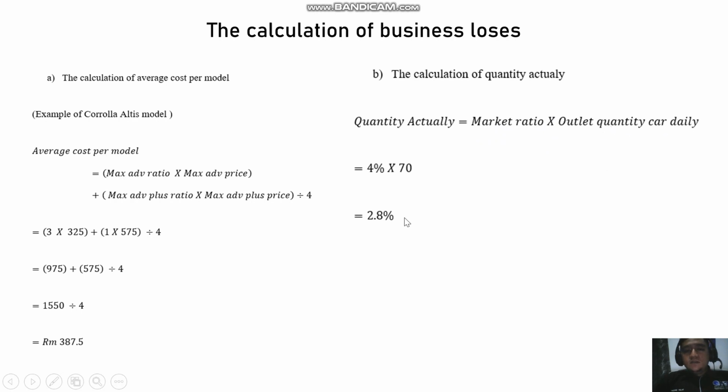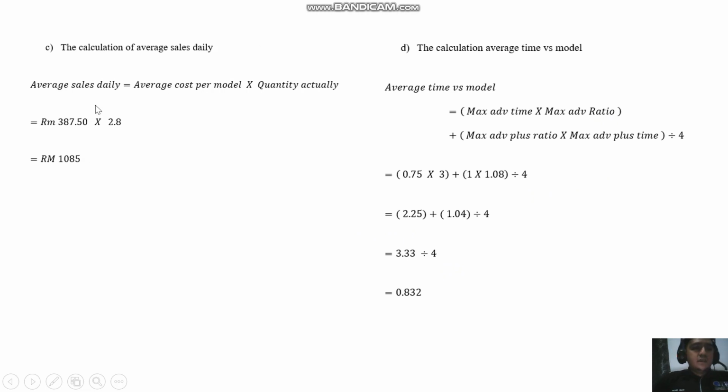For the calculation of quantity actually, we must take the market ratio times the outlet quantity of cars daily. So the result is 2.8%. Next, C, the calculation of average sale daily is average cost per model times quantity actually, and the result is 1085 ringgit.